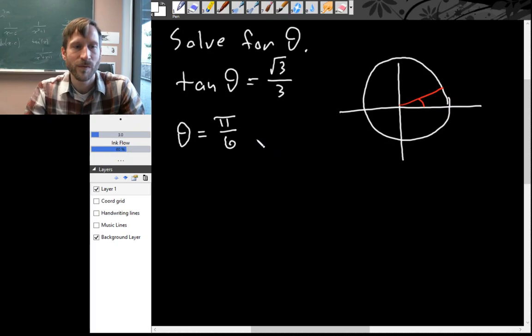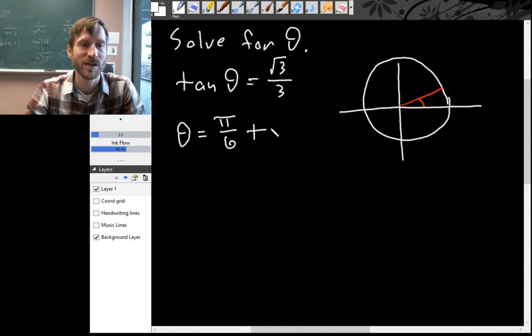Now, as with sine and cosine, you can add any multiple of the period of tangent, and that won't change the output of tangent. So that would give us another solution to this equation. So we can add any multiple of the period of tangent. But remember, the period of tangent is actually pi and not 2 pi. So we'll add pi k.